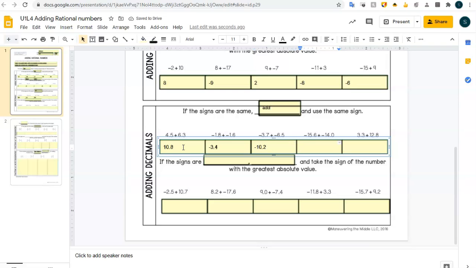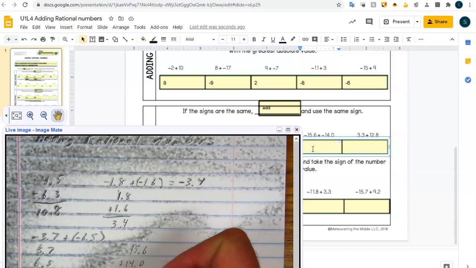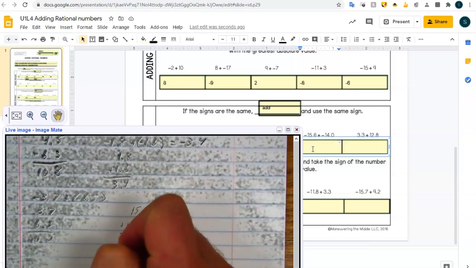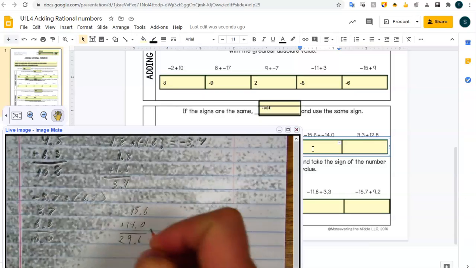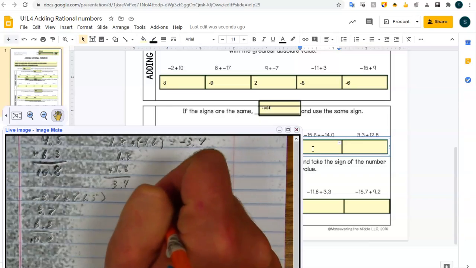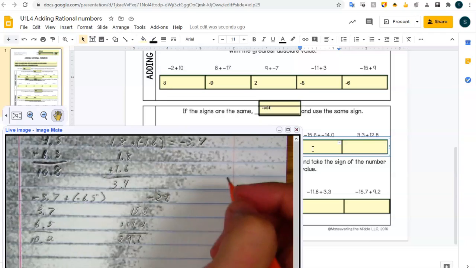All right. So let's continue. And again, these two are going to be exactly the same. They're both negative. So we're going to have 15.6 plus 14.0. Right? We add it up. We get 29.6. Our answer is going to be a negative 29.6 because both of those numbers are negative.